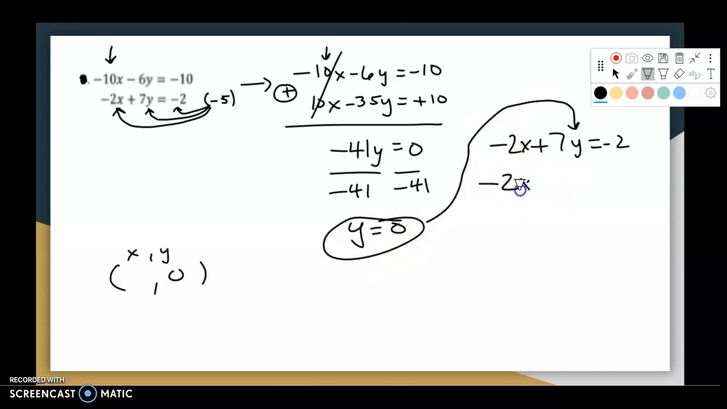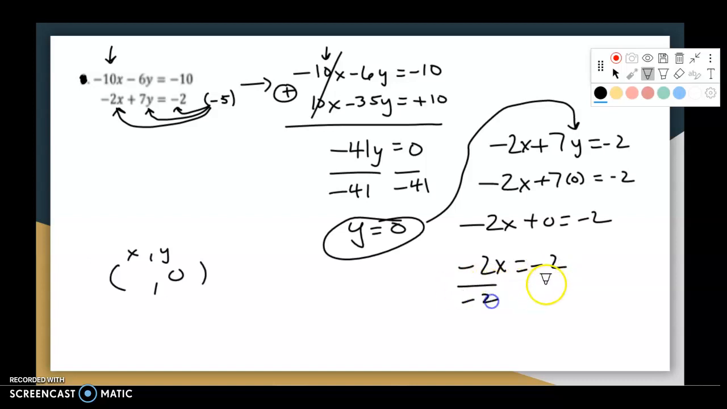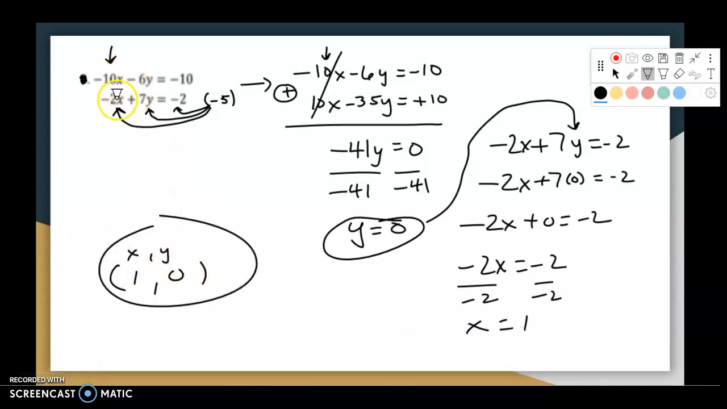So we have negative 2x plus 7 times 0 equals negative 2. Negative 2x. 7 times 0 is 0. It's not going to be there in a minute. So negative 2x equals negative 2. Divide both sides by negative 2. And you have x equals 1. So the other half of our solution is x equals 1, which means that these two lines intersect at the point 1, 0. Okay? All right, let's try one more.